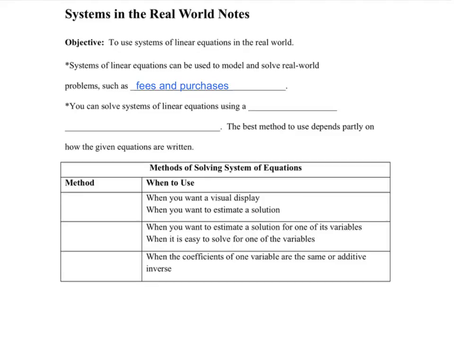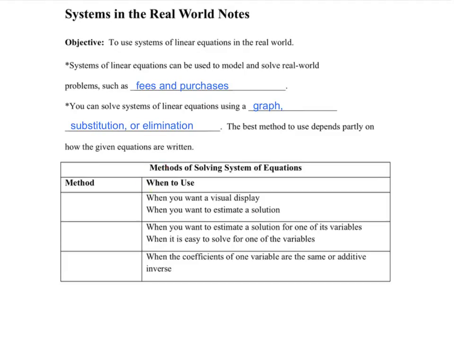You can solve systems of linear equations using a graph, substitution, or elimination. The best method to use depends partly on how the given equations are written. So if we look at the table below, it has methods of solving systems of equations, and here's our method and when to use the method.